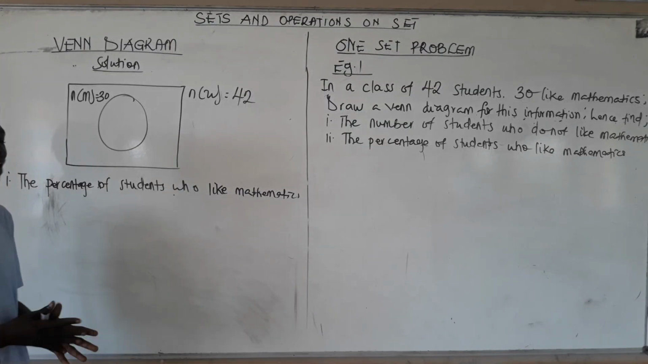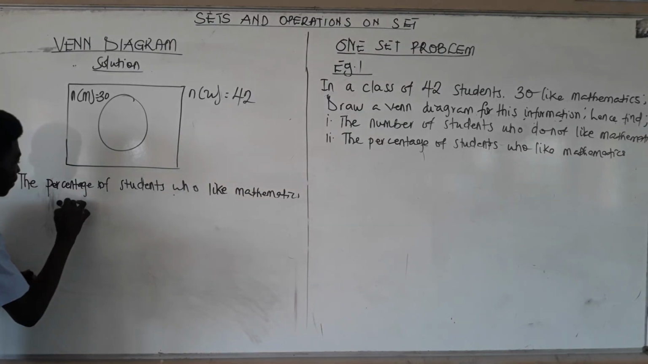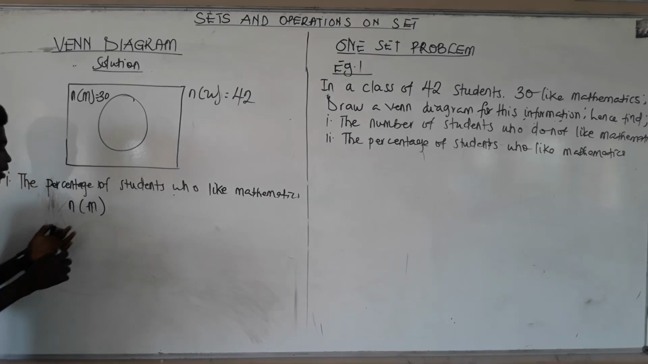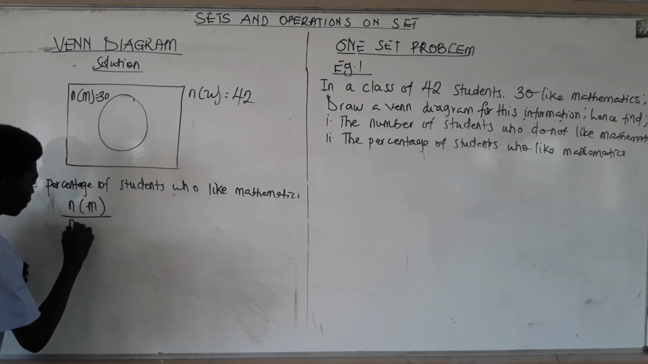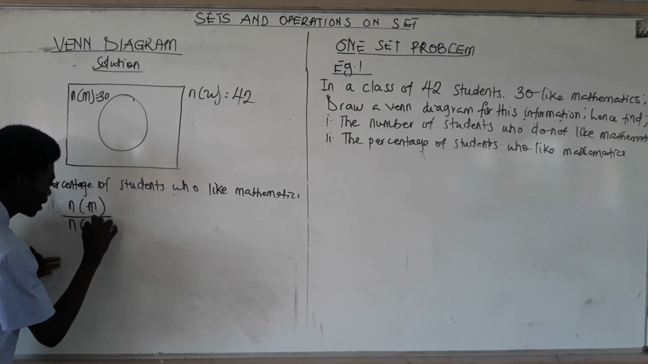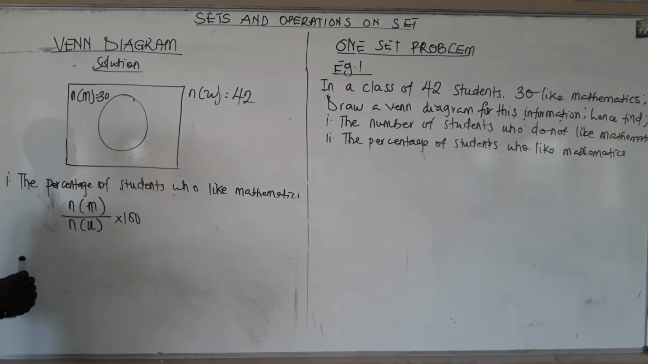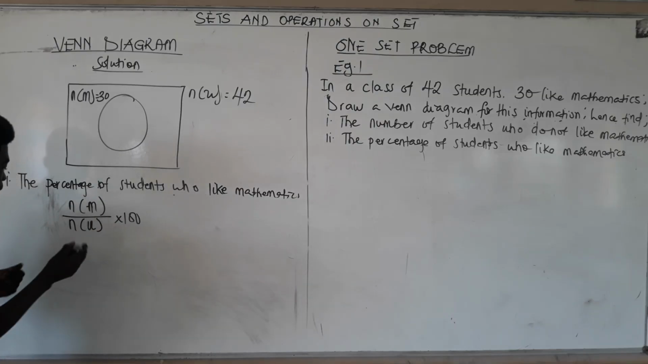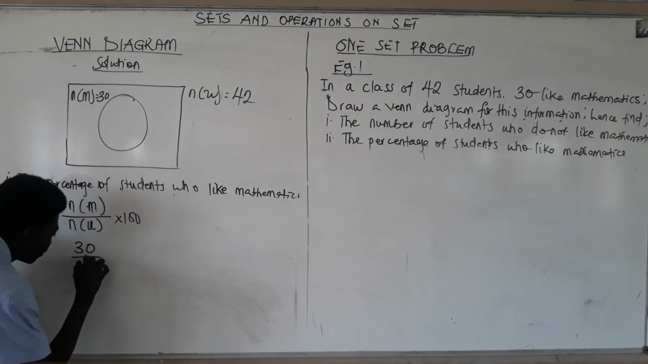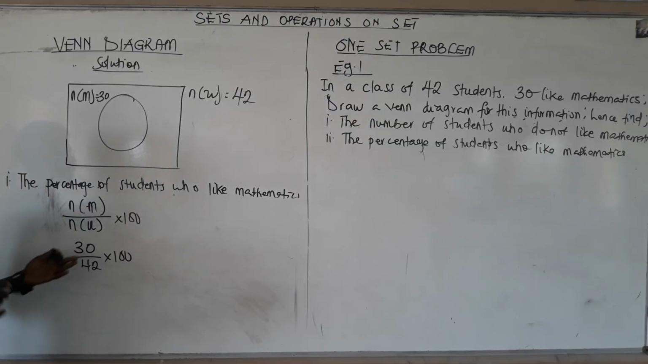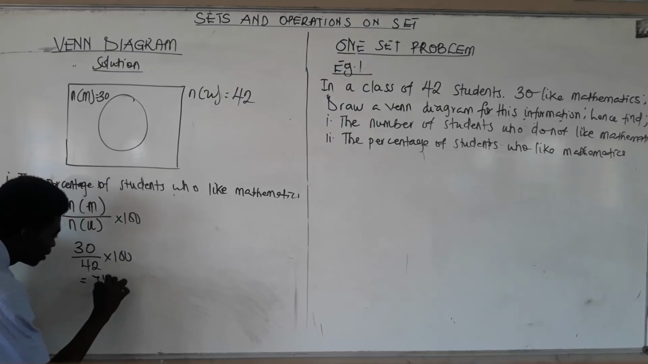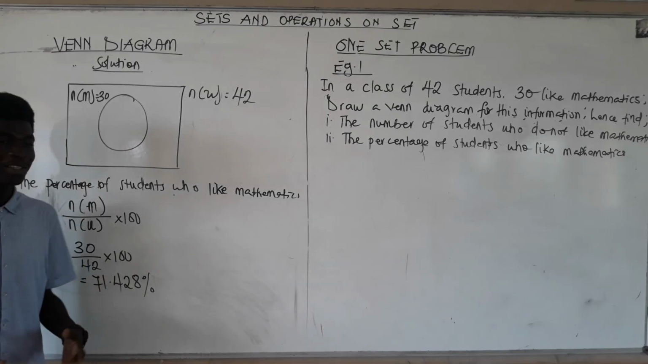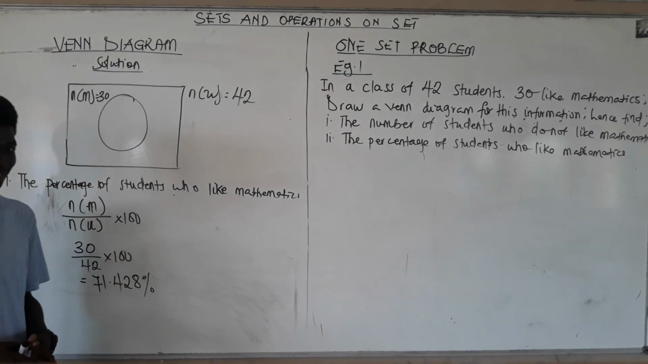Now the percentage of students who like mathematics is going to be the number of students who like mathematics, that is n, divided by the number of students in the class, which is the universal set, times 100. This is how to get the percentage of students who like mathematics. So we say 30 divided by 42 times 100, and that is going to give us 71.428%. And that is the percentage of students who like mathematics.